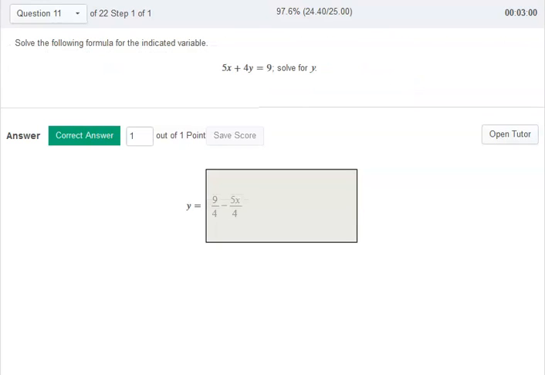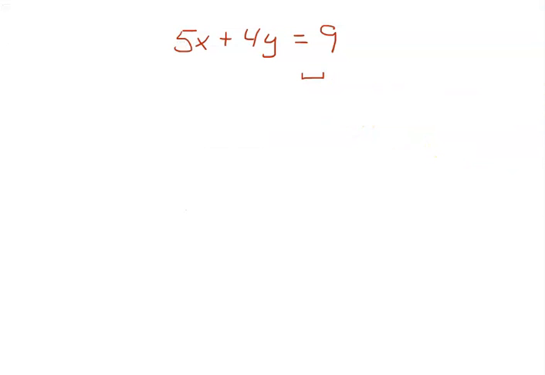Here they're looking for a strategy to solve for a particular variable, y. So let's write it out here: 5x plus 4y equals 9. Going to our whiteboard, we want to solve for y. Well, our y is already on the left, so let's transpose the 5x.